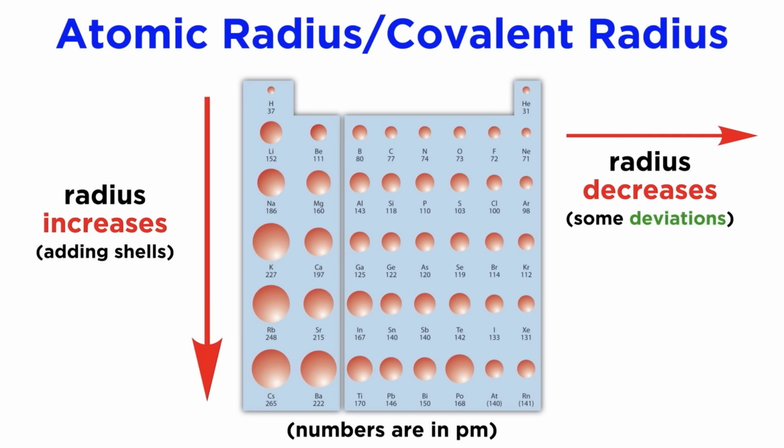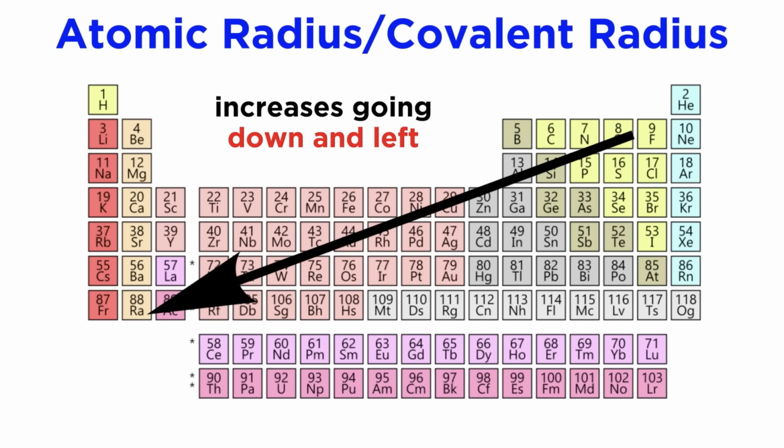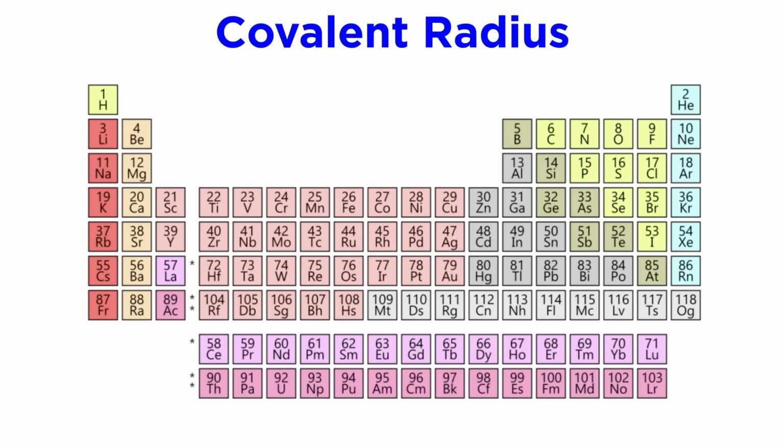There are a few deviations to this trend, particularly if we were to examine the transition elements of a particular period, but in general, atomic radius will decrease as we move through a period. So radius increases going down and left, and decreases going up and right on the table. So that covers covalent radii, which essentially refer to the size of an atom.